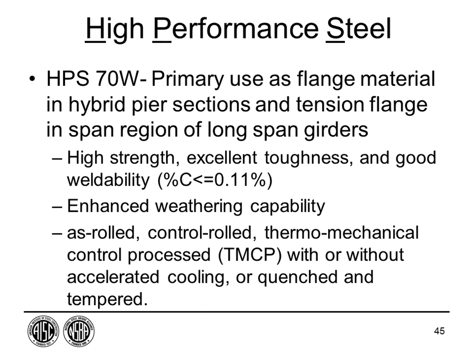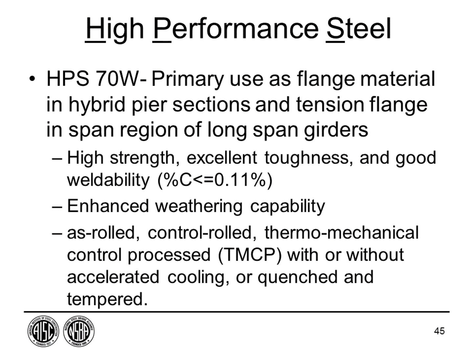And this 70W is very useful in terms of hybrid sections at the pier of a continuous girder where we have the highest moment. We'll use HPS 70 flanges. And it's also used in the longer spans in the span region on the bottom flange where we have high tension. Has good strength, excellent toughness, and good weldability.